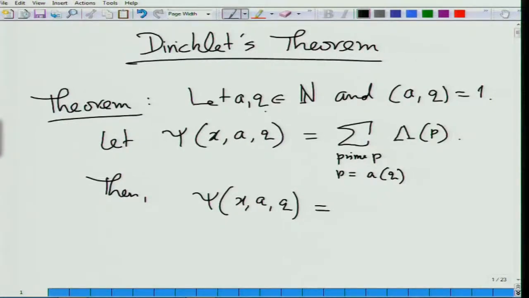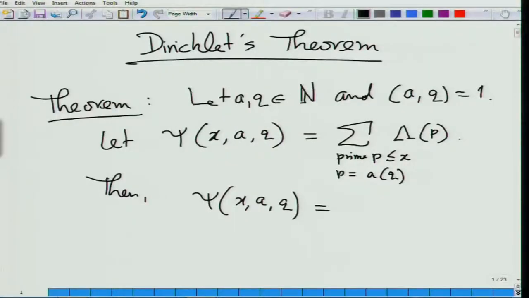So, okay, A and Q are two numbers which are relatively prime to each other, and define psi(x; A, Q) as the sum over all primes p less than or equal to x, such that p equals A modulo Q. You are now not counting all the primes, you are only counting primes which are A modulo Q and less than or equal to x, and we are summing with the same weight. So, what would you expect this quantity to be?